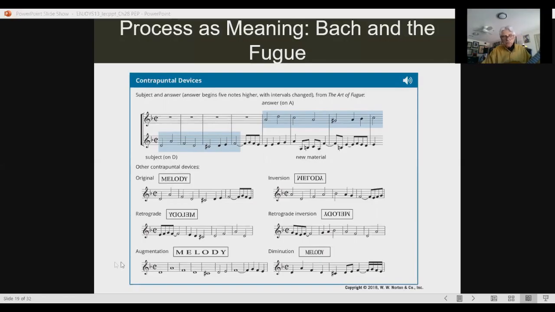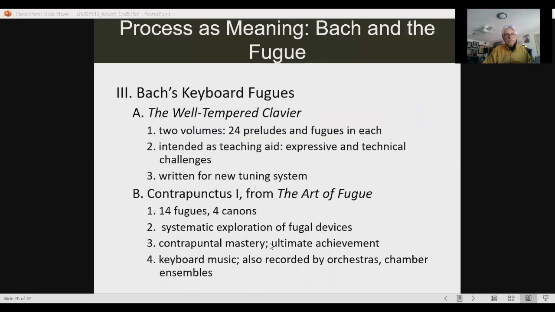But if we stretch it out, call it augmentation. How about if we compress it, call it diminution? These are the techniques the composer would use.